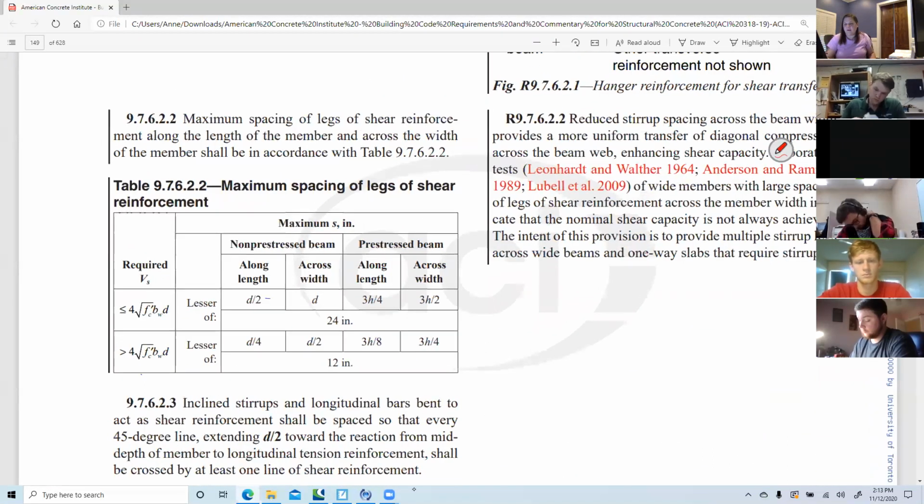Okay, so we have to figure out if we need less than 4 or more than 4 times the square root of f'c bw d. And this is basically 2 Vc. Vc was 2 square root f'c. So now, do we need more or less than double the Vc?